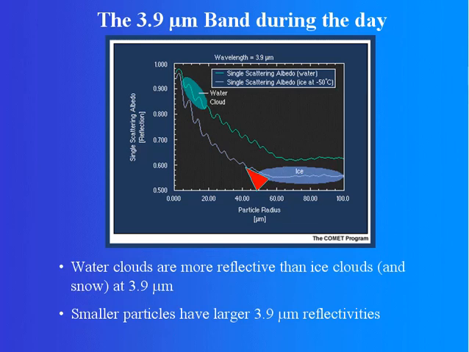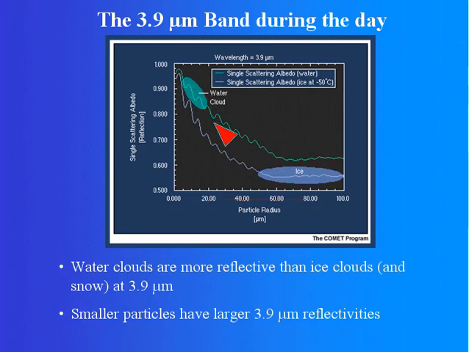The two main things to point out, first of all, is that the green line is larger than the blue line at pretty much all radii here. And that tells us that water clouds have a larger reflectivity at 3.9 than ice clouds. The other thing to notice is that as you get smaller and smaller particles and you go in this direction, the reflectivity of both ice clouds and water clouds increase dramatically.